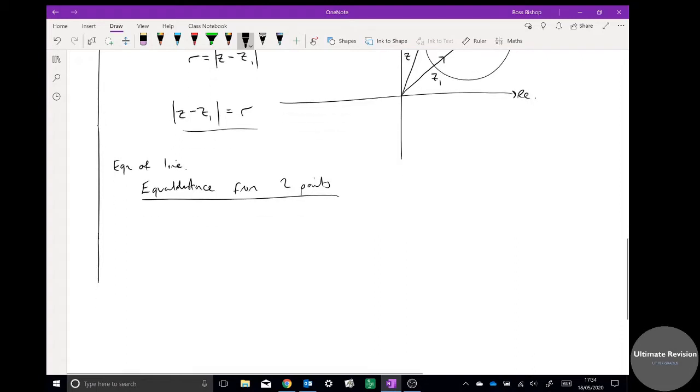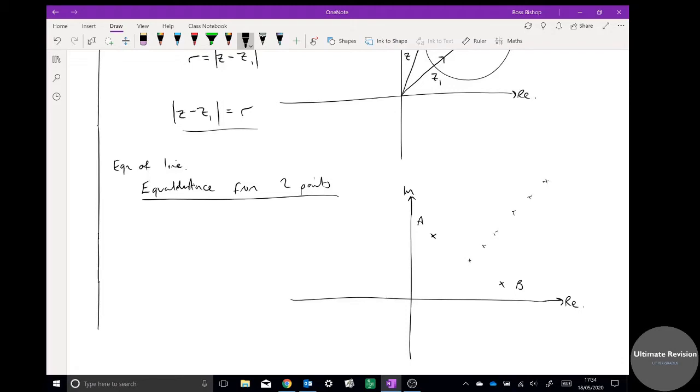Okay, now if I just draw out an Argand diagram, or just an axis really, let's start thinking of it as just an axis. And I'll put 2 points on here. Let's call that point A, that point B. Now, what's the equation of the line that will be equal distance from those 2 points? Well, any point that's equal distance is going to be along this line here. All of these points are equal distance from A and from B. So the equation of the line would be this.